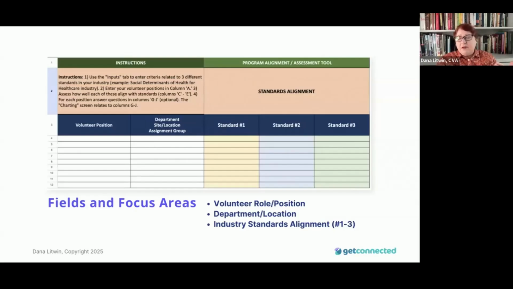The link that I have for folks to download this is from my Google Drive. Anyone can download it with the link, but download it as Excel, and that's where it's going to work best for you. So you have the volunteer position, and then standards alignment. What are the industry standards? Are you in healthcare? Are you in animal care? Are you in food service? Are you in human services? Are you in something that has industry regulations that you can align with as standards?